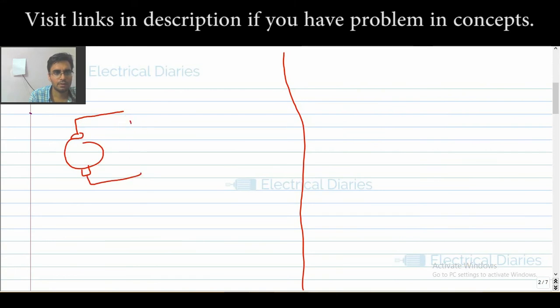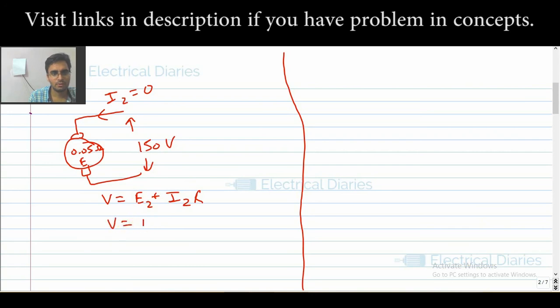Okay, your supply in the second case was what? 150 volts. Okay, and your Ra is given as 0.05 ohms, and this is your E. So you find out that I2 is 0. That is the meaning of no load. So what does it mean? That V is equal to E plus Ia, or I2, into R. So your V is equal to E2 only. So your E2 is what? 150 volts. So see, now what all you have got?